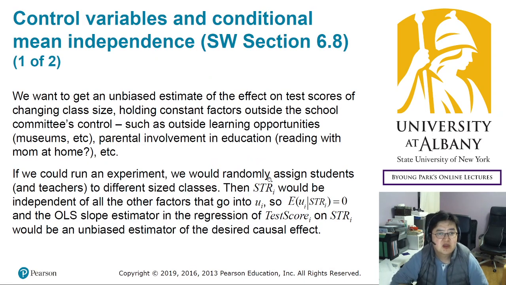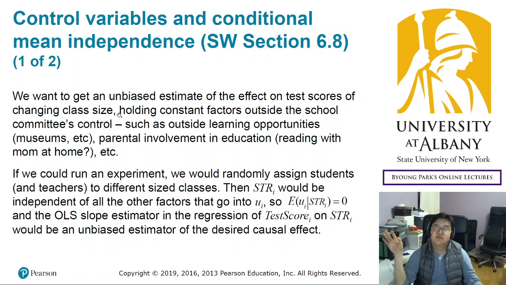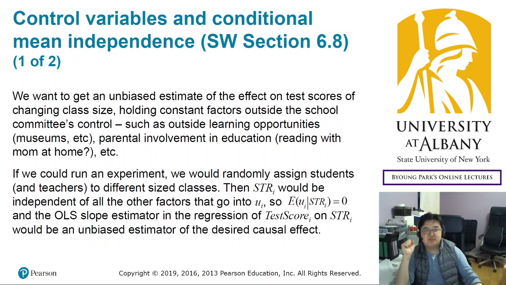So think about the case. As I said, when you estimate the effect of class size on test scores, in principle, you want to hold all the other factors constant. All the other factors that have impact on the test scores must be fixed, ideally, if possible. Those factors may include outside learning opportunities, parental involvement, family income, parental education, economic situations, and so on.